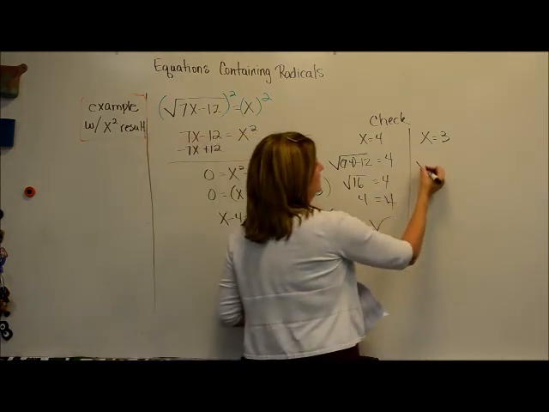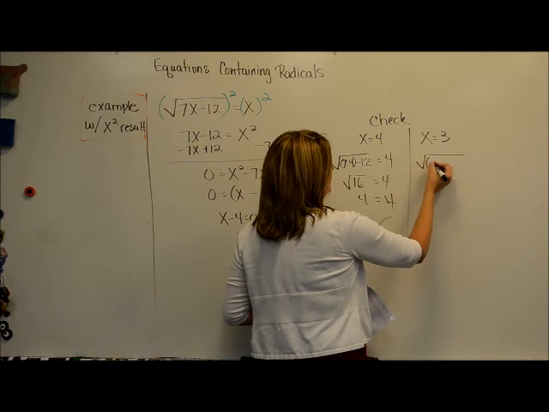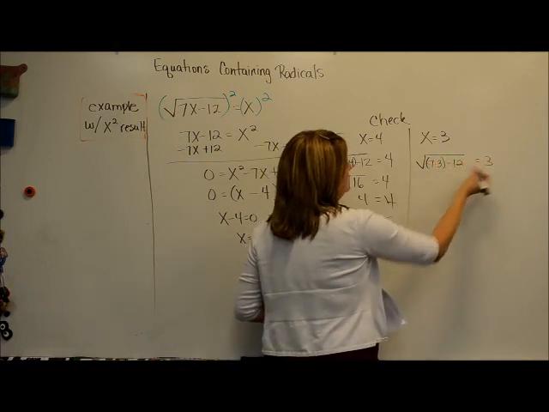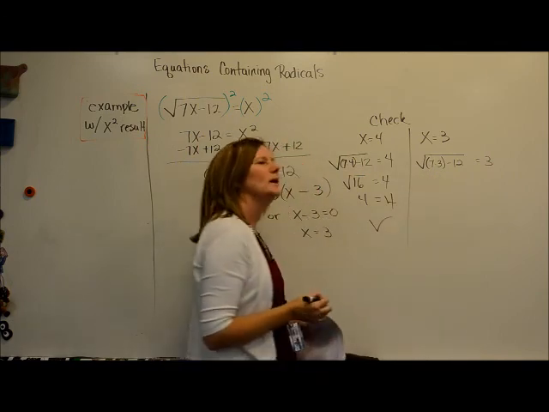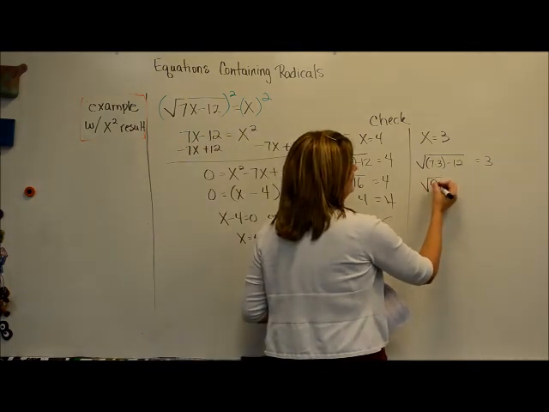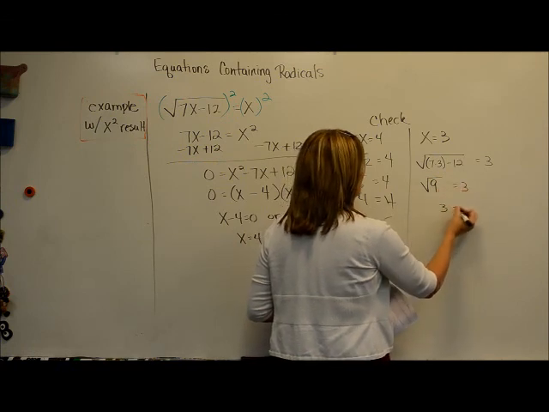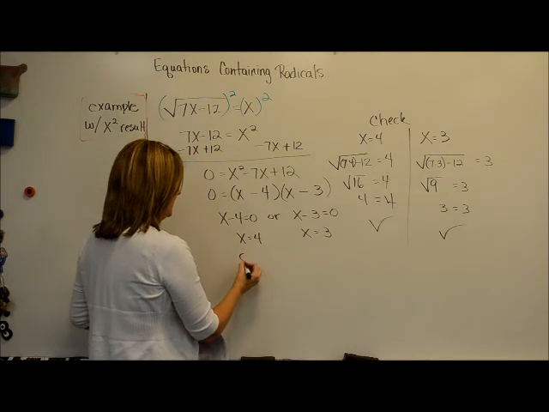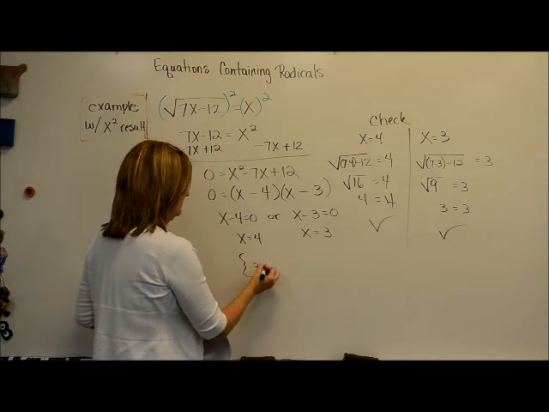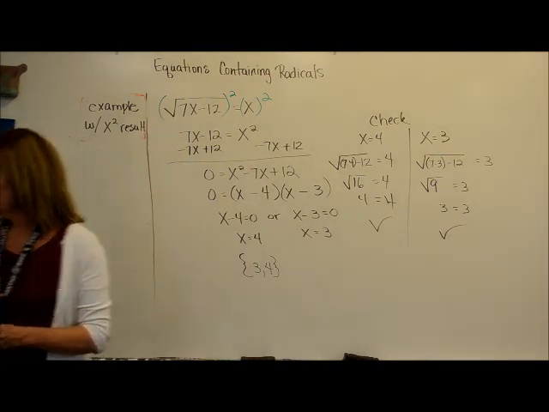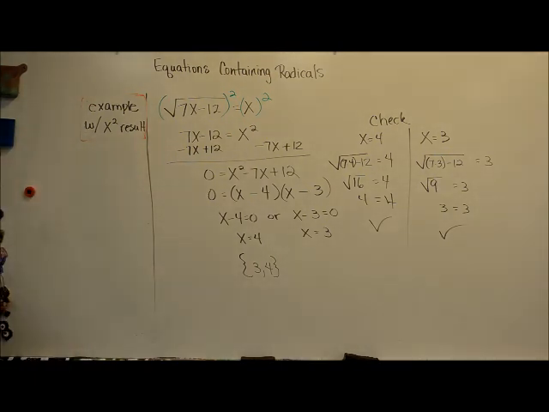Okay, and then this one I'm going to put back into the original equation. So I have square root of 7 times 3 minus 12 equals 3 this time. 7 times 3 is 21. 21 minus 12 is 9. So I have square root 9 equals 3, or 3 equals 3. And that checks too. So they both checked out. They're both okay. So my answer then is 3, 4. And there you go. Get those notes down.